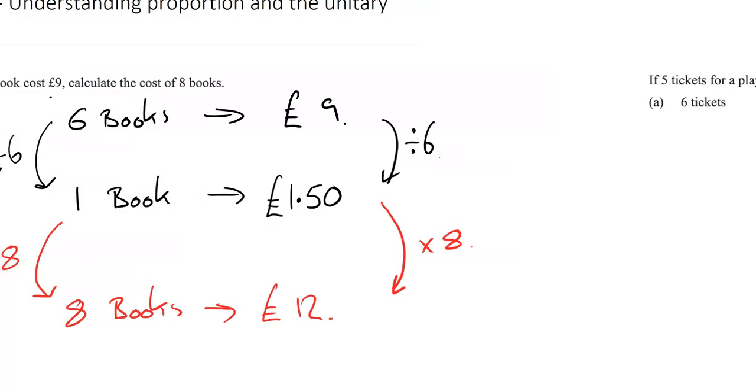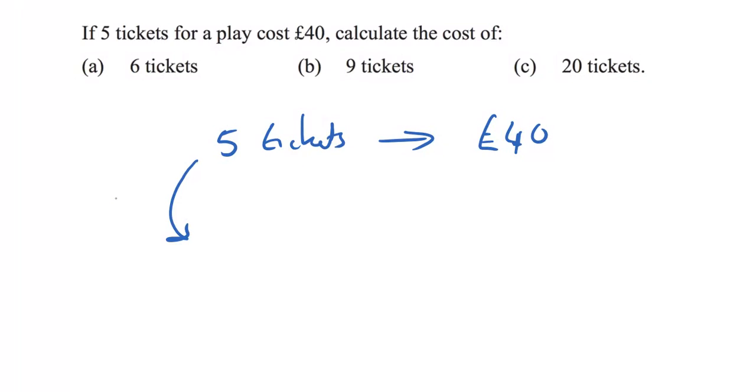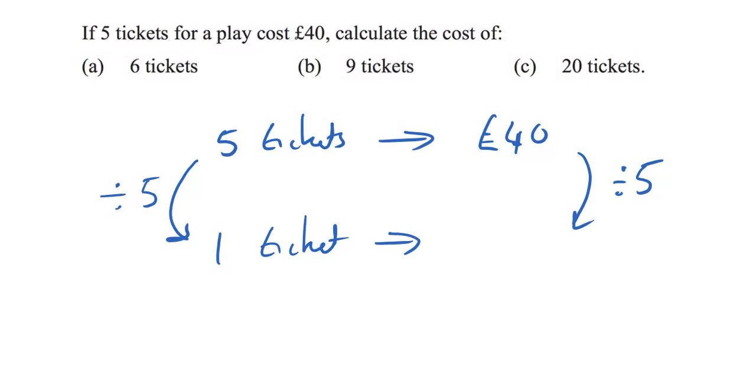Let's look at another example. 5 tickets for a play costs £40. Calculate the cost of 6, 9, and 20 tickets. Okay, so just like last time, let's start by writing a statement. 5 tickets, £40. So if I want to find the cost of 1 ticket, I'm going to divide it by 5 because we're starting with 5 tickets. So I'm going to have to divide my 40 by 5 to work out that cost. 1 ticket is £8.